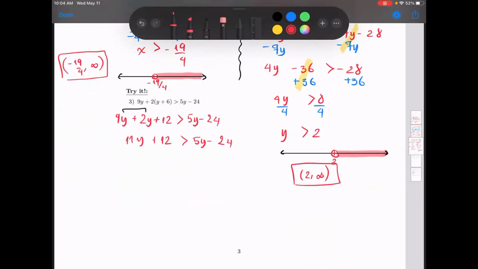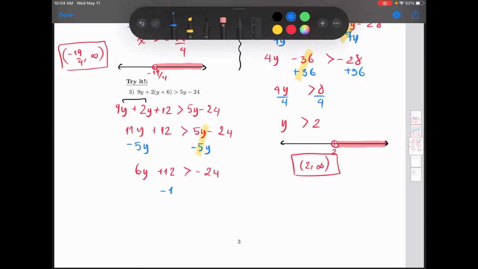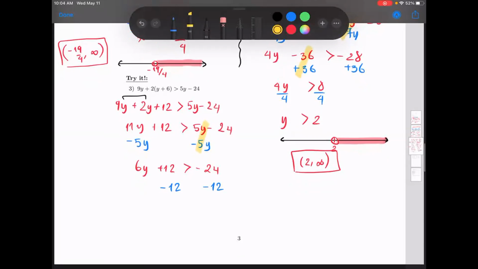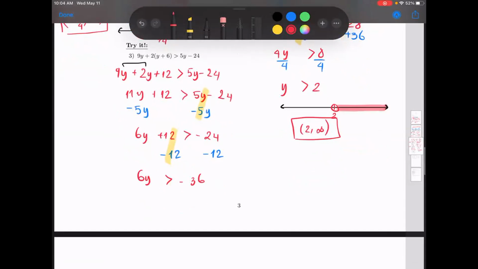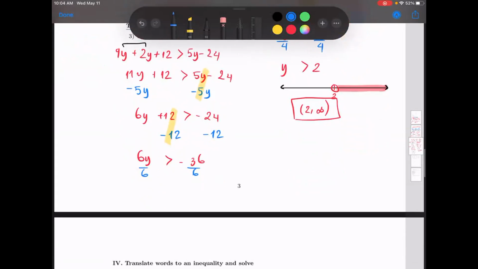Again, I want to move y to the left, number to the right, so subtract 5y. So that 11, oh no, 11 minus 5 is 6. 6y plus 12 greater than -24. Subtract 12. 6y greater than -36. Divide both sides by 6. So y is greater than -6.